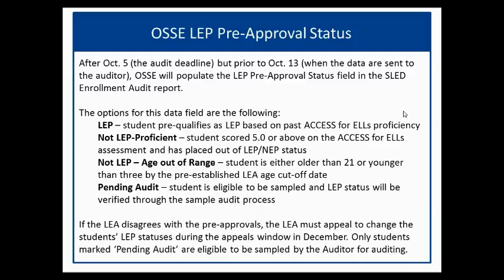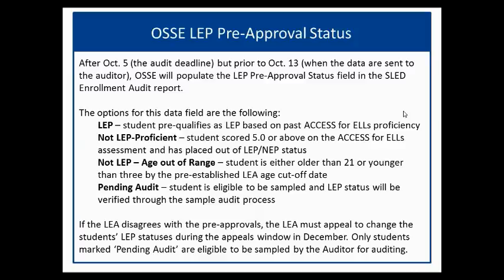So one thing I want to talk about specifically is the OSSE LEP pre-approval status. After the data freezes on October 5th, and prior to when the data are sent to the auditors, OSSE is going to look at the full list of students enrolled and bounce that information against our definition of LEP and against our ACCESS testing history and make pre-approvals like I mentioned in the process. And that information will be reflected in SLED in the student level data under LEP pre-approval status, what we found when we do that bounce against our other databases.